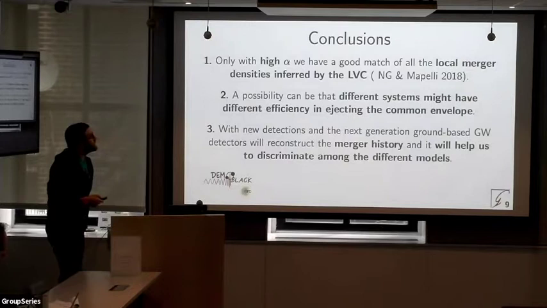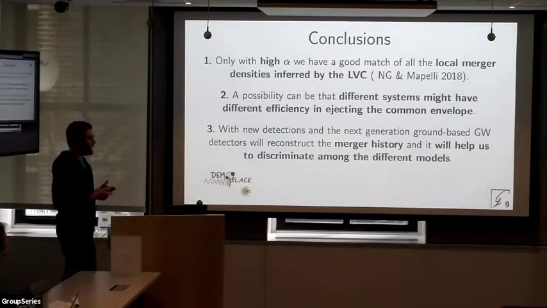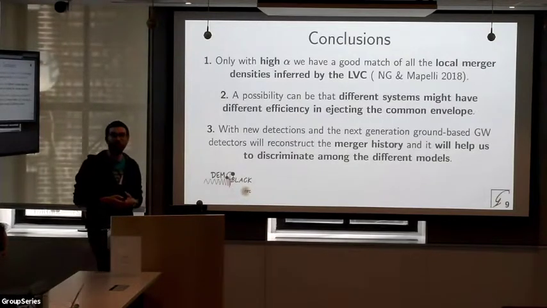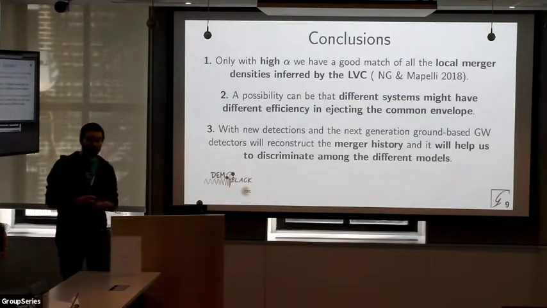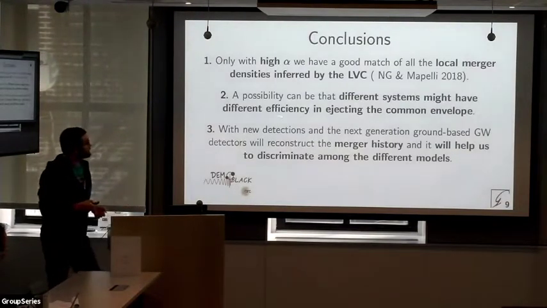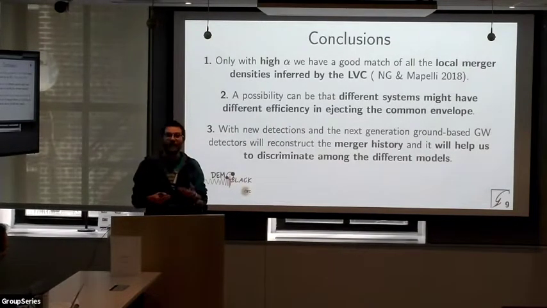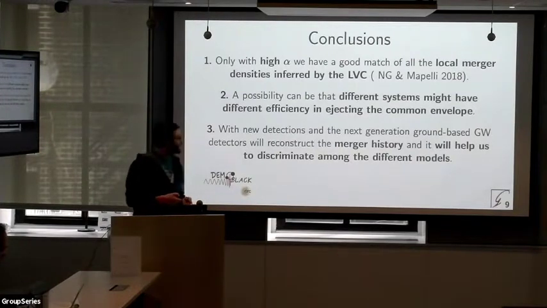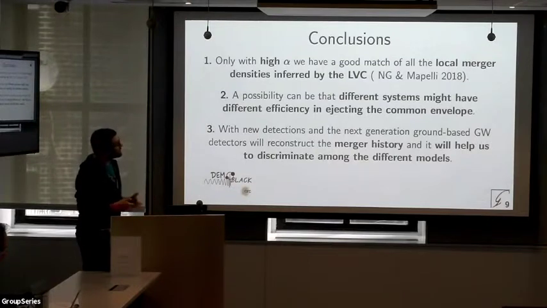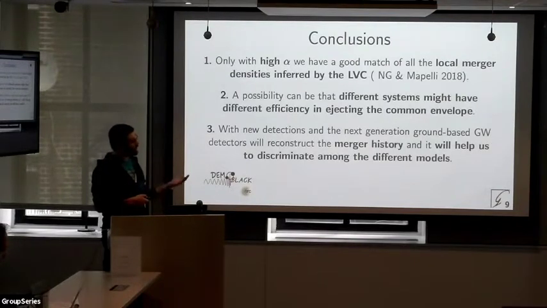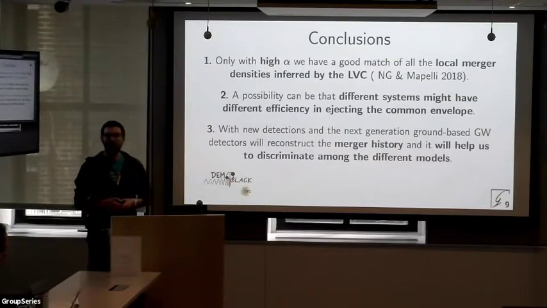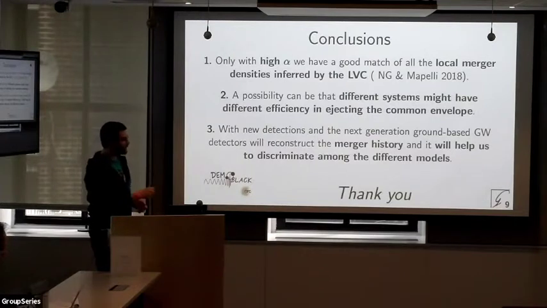So to conclude, we found that with a high value of alpha we can reproduce the merger rate inferred by the LIGO-Virgo collaboration, but a possible explanation can be that different systems may have different common envelope efficiency. And finally, I want to point out that with the new detections, so the increasing number of observations and the sensitivity of the new detectors, we will be able to reconstruct the merger history, and I think it will help us a lot. So, thank you.